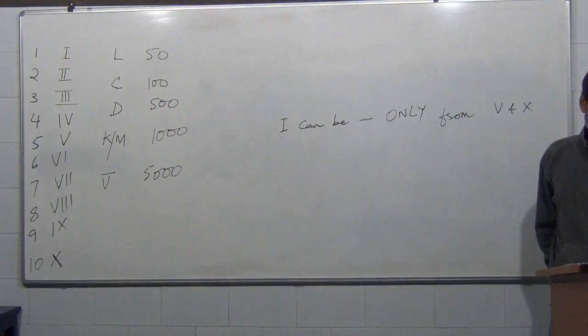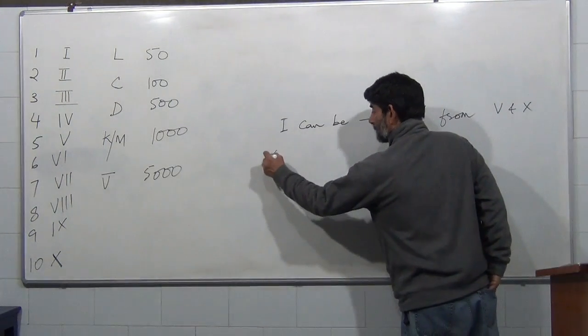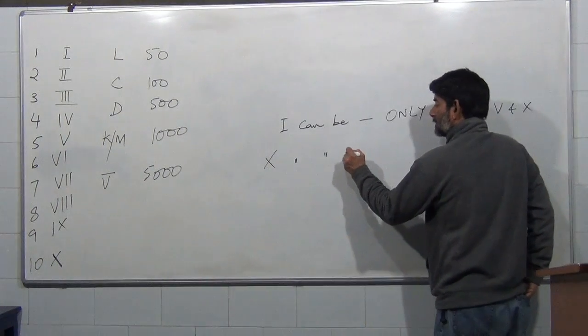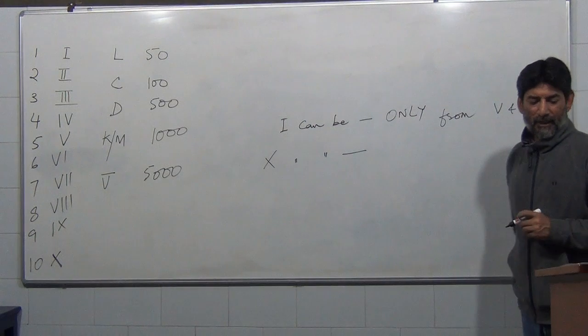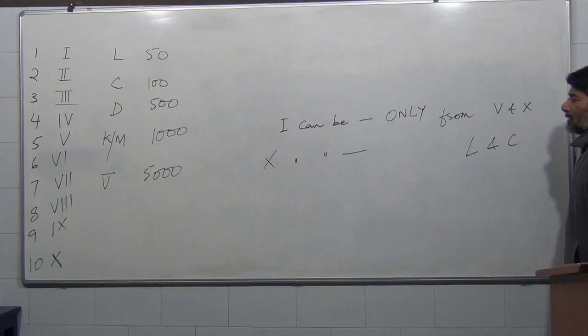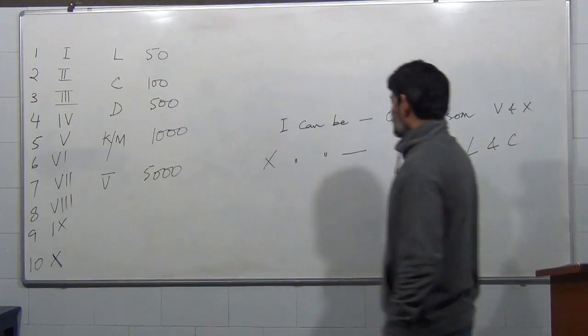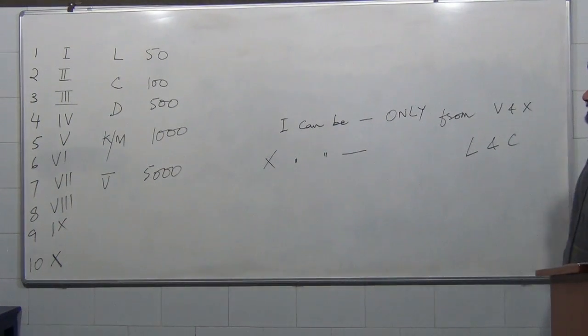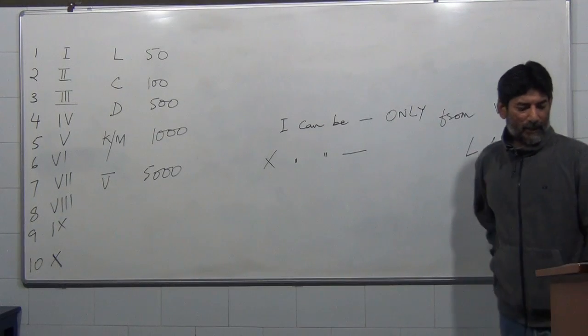The next is X, which is 10. X can only be subtracted from 50 and 100.